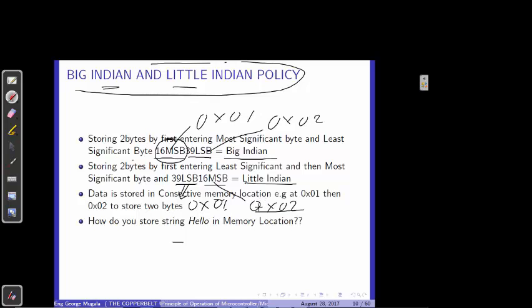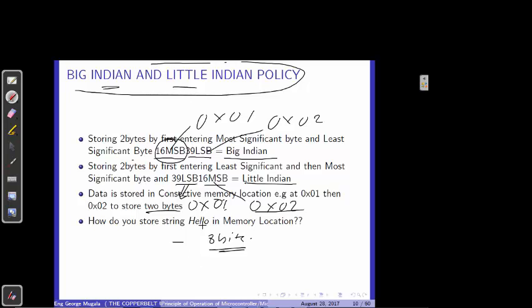But then it's very important for us to understand that data is stored in consecutive memory locations, e.g. at 001, and then stored in 2 bytes. That's how you store in a memory cell size of 8 bits or 1 byte. You are storing the 8 bits of information in consecutive memory locations.